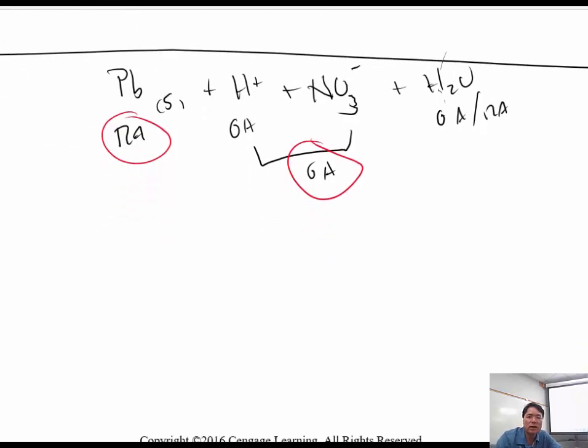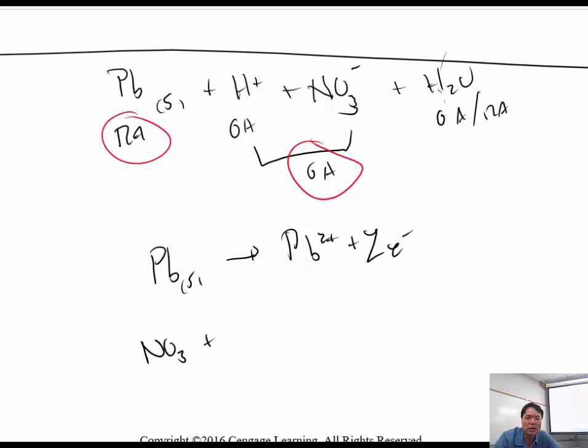And then what we do is we write out the half reactions. For lead, I just copy it off the chart, but I have to reverse it. That is, lead goes to lead 2 plus 2 electrons. This comes from the chart. And then the oxidizer, I just copy it: nitrate plus 4H plus 3 electrons yields NO, nitric oxide gas, plus 2H2O liquid.